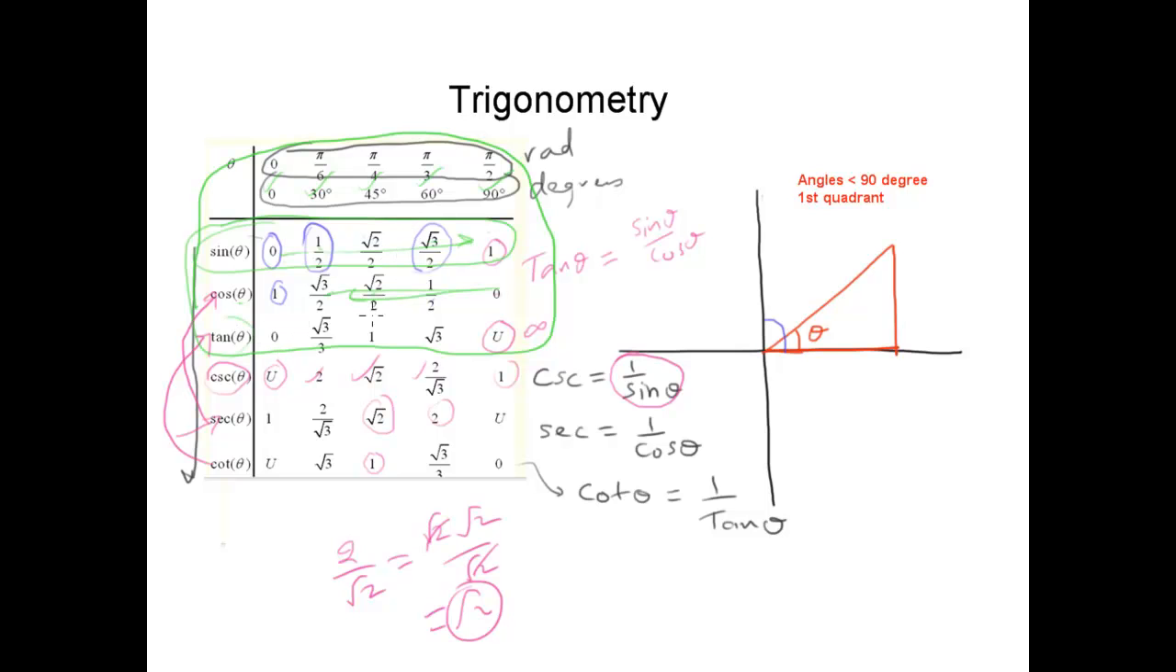Tan theta, you can also find tan theta if you know sine theta, because if you know sine theta you would know cos theta, and tan theta is sine theta over cos theta, which you will learn pretty soon.